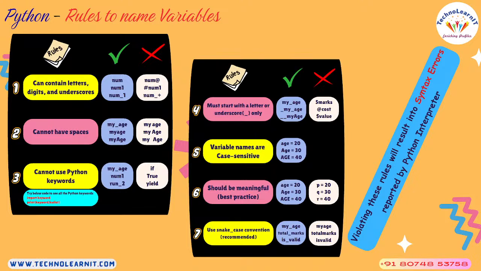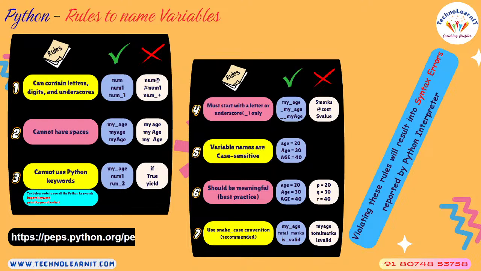So violating any of these rules will result in syntax errors, as I've already shown you with the Python interpreter. When you try to execute your statement, you will get these syntax errors. So remember, when you are getting a syntax error in your program, it means that there is something wrong, probably that you have done with your variable names.